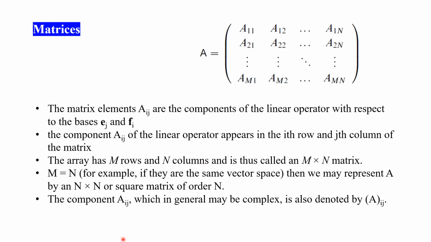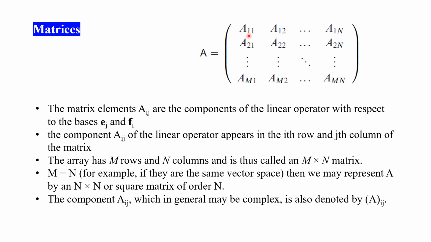The matrix elements Aij are the components of the linear operator with respect to the bases ej and fi. So these elements, in general, can be written as your Aij. The component Aij of the linear operator appears in the ith row and jth column of the matrix. The horizontal lines are your rows, and the vertical lines are your columns.